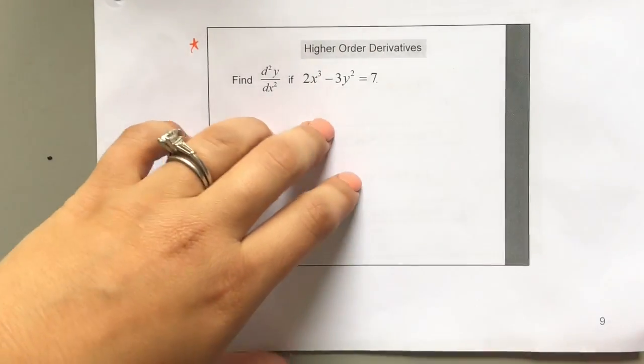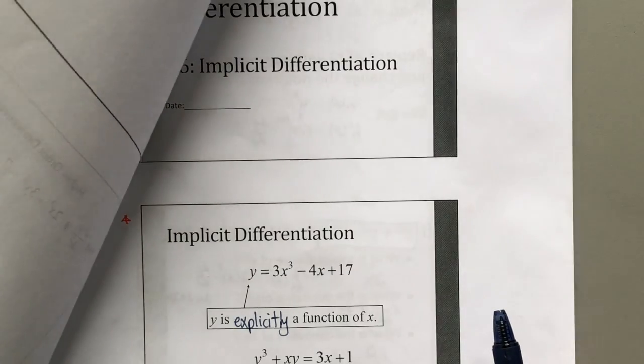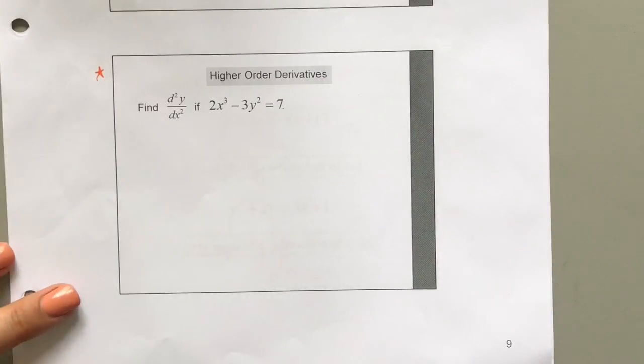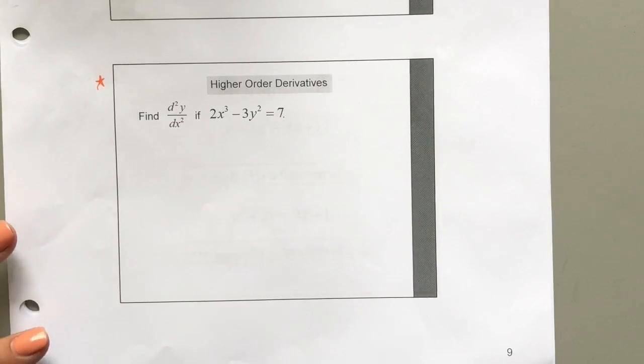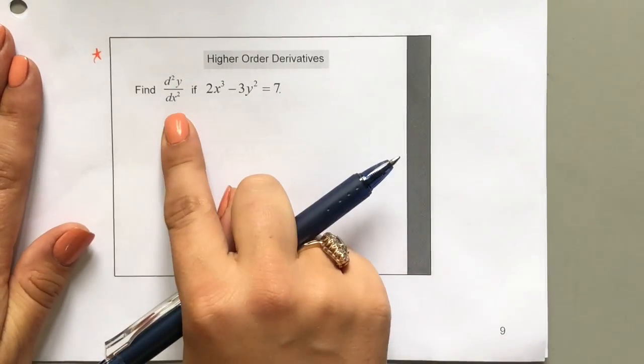This is the second video on these notes on implicit differentiation. Okay, so this is higher order derivatives. This is implicitly defined, and then x and y are together on the same side. And the question is different this time. It's more challenging. Find the second derivative.